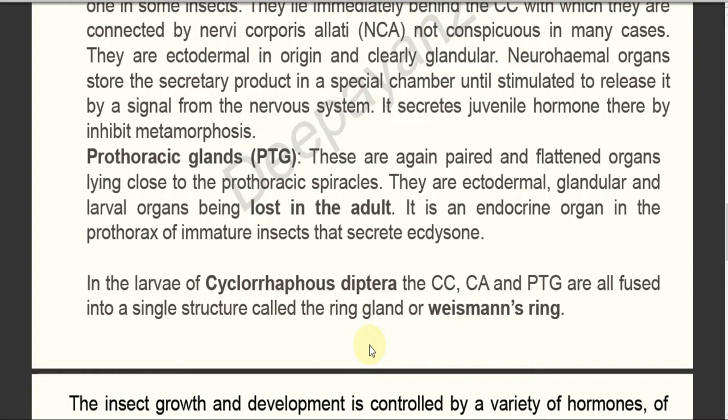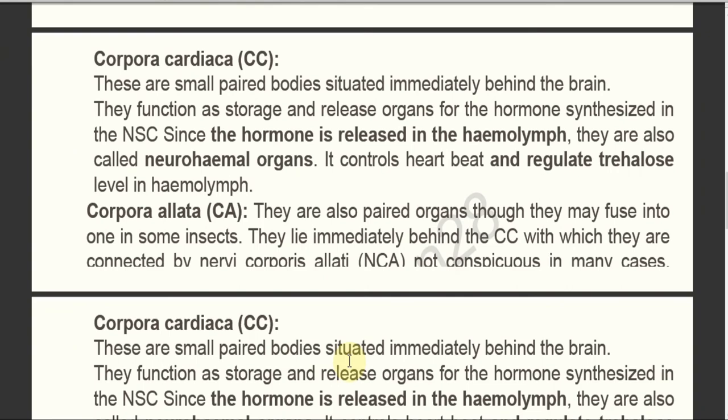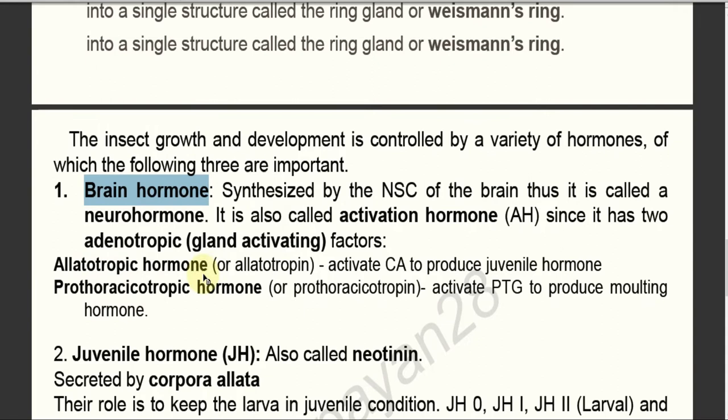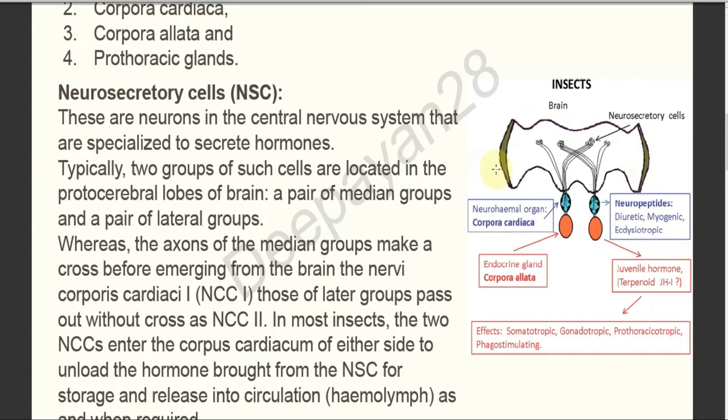Okay. Now coming to the steps, what happens? Okay. You see what is happening. First one is your brain hormone. Okay. Here what happens, you see, in this picture I will tell. This is brain. Yes or no? Central nervous system. Here the neurosecretory cells are there. Getting my point? Yes, sir. Okay. Now what will happen? The secretion will be there from this only. The brain hormone, which is also known as activation hormone, will be secreted from the neurosecretory cells. From this, where will they go?